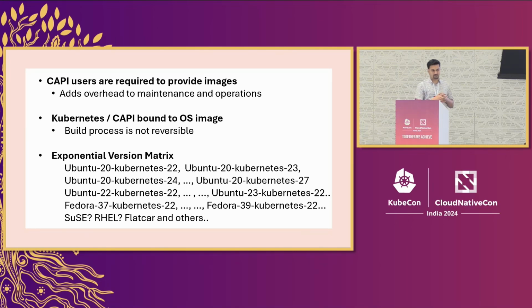The next thing is, you saw how Kubernetes and CAPI are bound together, and Kubernetes and the OS are bound together in the image. So if anything needs to be changed, you have to do a build again and create a whole new image for it. And the version matrix just explodes from here. You would have Ubuntu 20, Kubernetes 22, Ubuntu 20, Kubernetes 23, and then the list goes on, for SUSE, RHEL, Flatcar, Azure Linux, and others. So it's just a never-ending list of images out there that people have to maintain and decide which image they would need to use.